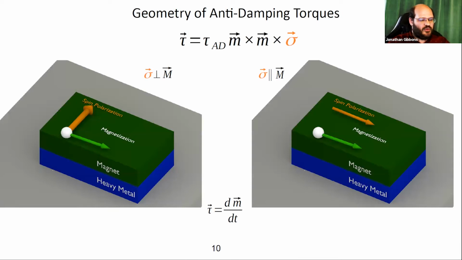So in order to resolve this, I need to talk a little bit about anti-damping torques and their geometry. So an anti-damping torque looks like m cross sigma, where sigma is the spin polarization of the spins that are incident on the magnet, and m is the magnetization direction. So there are two main geometric cases for this. You can have a spin polarization that's perpendicular to the magnetization, in which case the cross product here is very large, or you can have a spin polarization that's parallel to the magnetization, in which case the cross product is 0. So I'm going to talk about each of these cases individually.